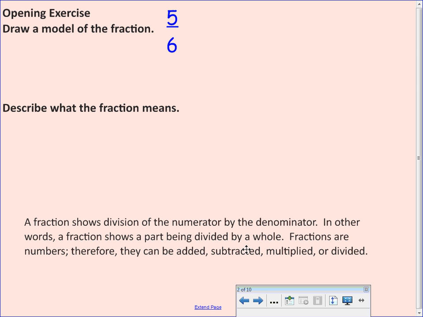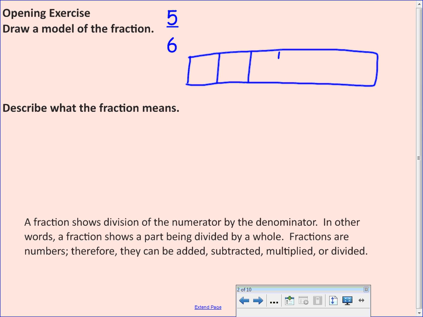So right now, on your paper, draw a model of the fraction 5/6. Right back to what we did in Module 1 with our tape diagrams. So go ahead and draw a model of the fraction 5/6, or 5 out of 6. Okay, we could do a tape diagram. 6 sections, 1, 5. So that's 5/6, or 5 out of 6.